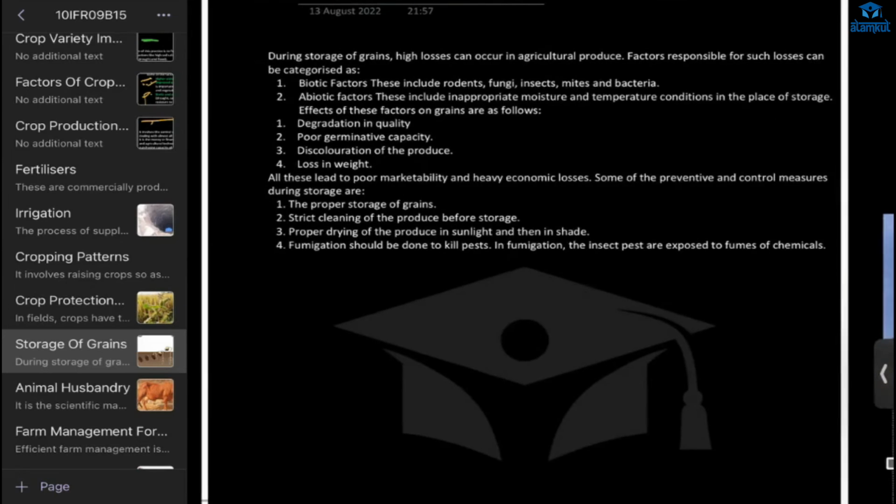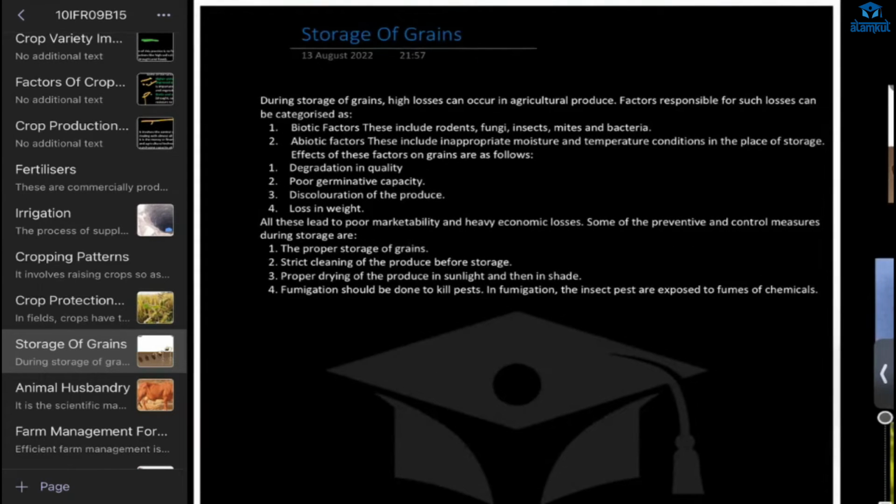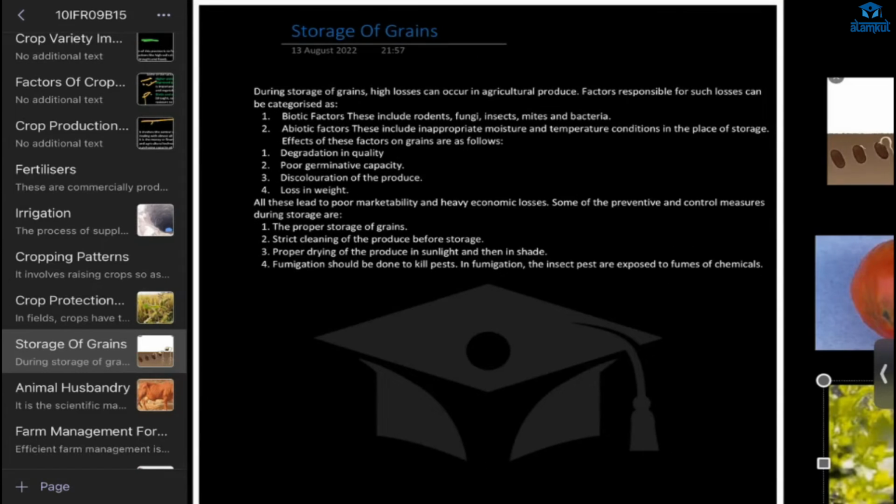Okay. Next, we have storage of grains. Here, while storing the produce we have harvested, many types of pathogens will come and attack, and it will spoil the yields. In the news, you have seen, sometimes the tomato price or potato price will increase.